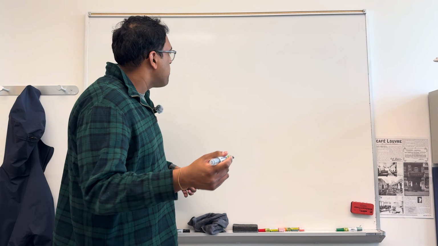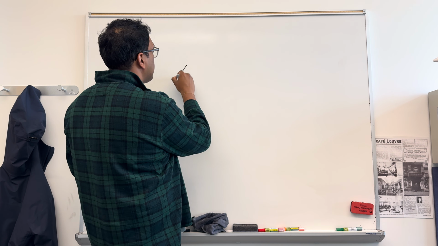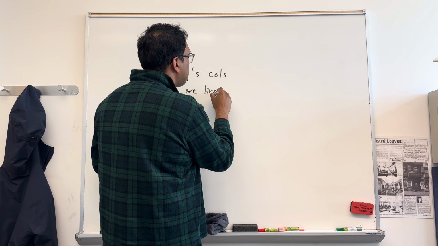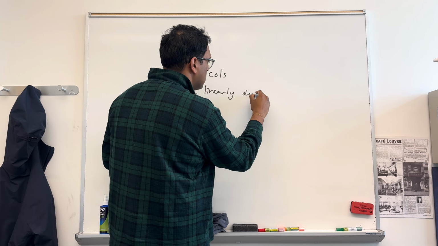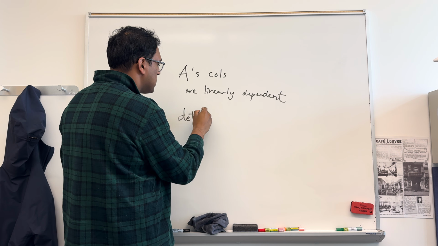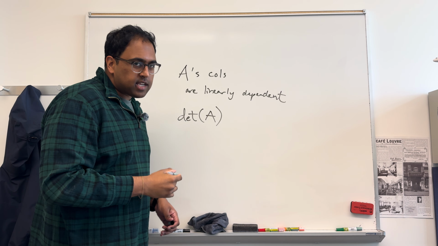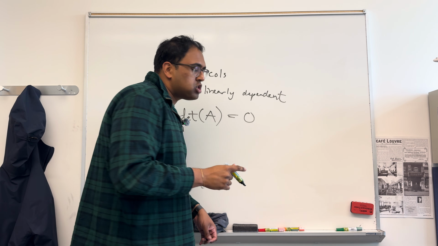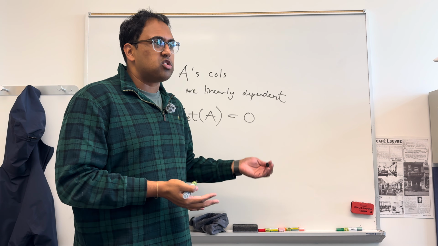Suppose the columns of A are linearly dependent. What does that tell us about the determinant of A times B? Well, the fact that A's columns are linearly dependent tells us something about the determinant of A. What it tells us is that the determinant of A is 0, right? That's the key relationship between linear independence and determinants.